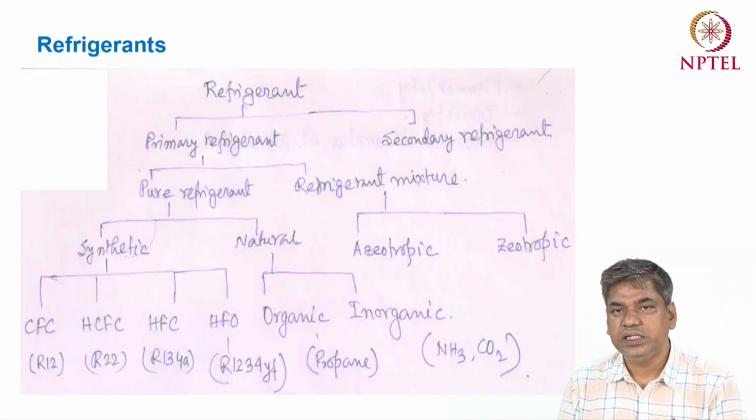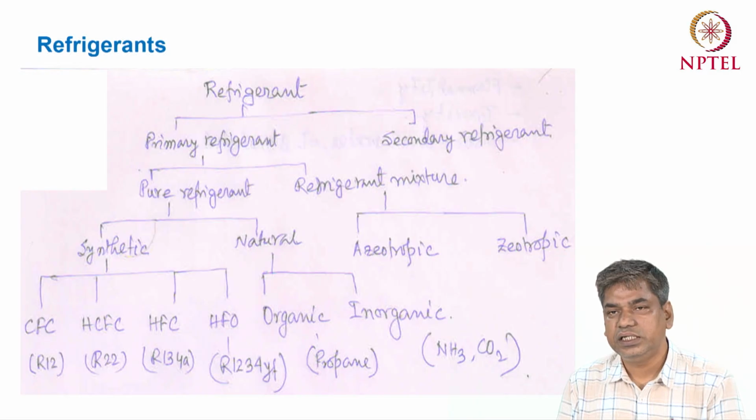One is the CFC, chlorofluorocarbon. This chemical or refrigerant consists of carbon, fluorine and chlorine. This is also called the first generation refrigerant. Examples are R12 and R11. Then the second group, also called the second generation refrigerant, is the hydrochlorofluorocarbon. This consists of at least hydrogen, chlorine, fluorine and carbon. An example is R22.